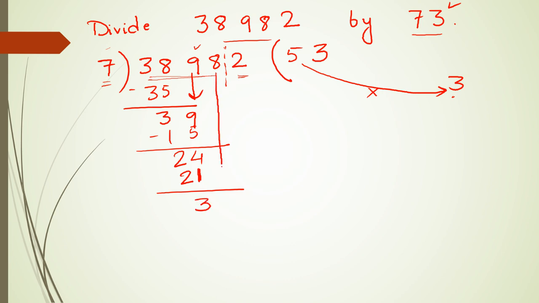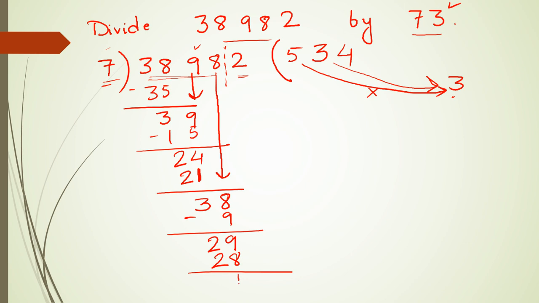Again, this 8 drops down. Now we have to multiply this 3 with this 3, which is 9. And that 9 we have to subtract from here. So this will give us 29, right? This 8 came down, 29. So we have to do one more division. That is 7 times 4 is 28, right? And we get 1.